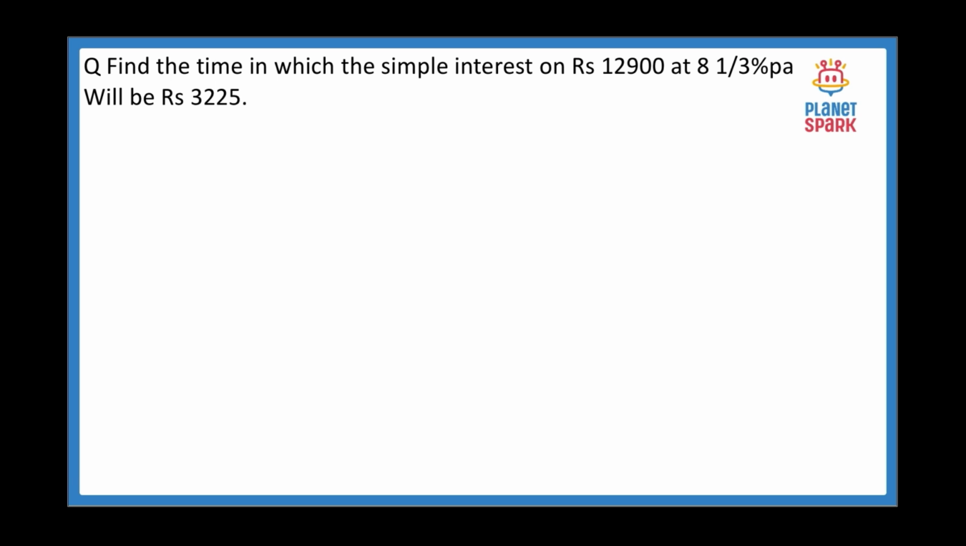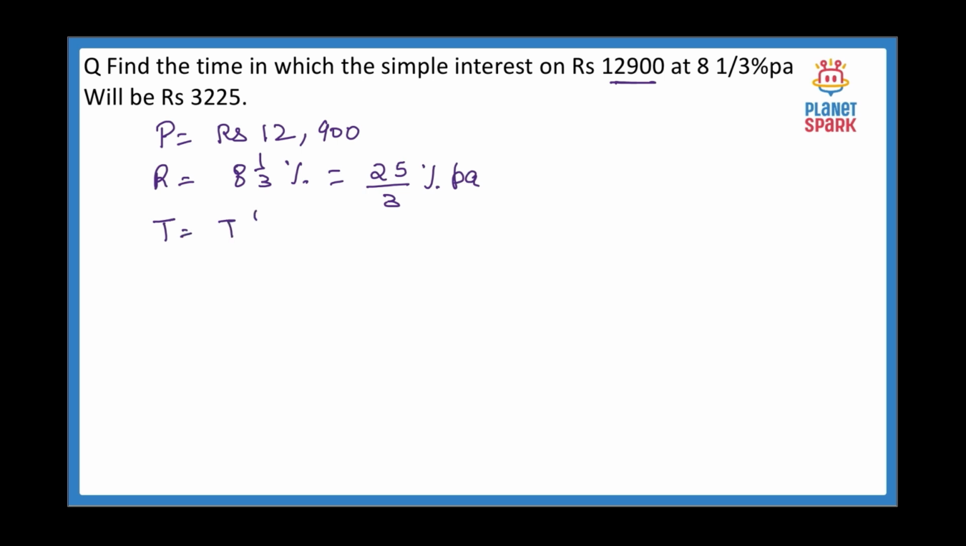Next question says, find the time in which the simple interest on rupees 12,900 at 8 1/3% per annum will be rupees 3,225. So principal amount is rupees 12,900. Rate of interest is 8 1/3% per annum. 8 1/3, I am going to convert it. I'll get 25/3% per annum. We are not given time. We have to find it out.